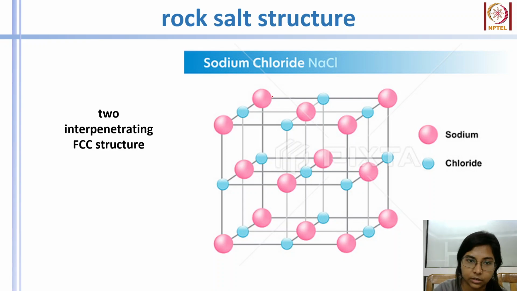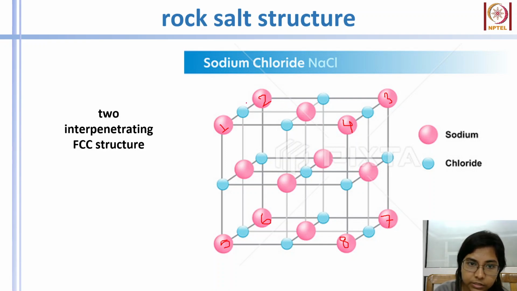So we will count. If this is 1 and this is 2, we will take this whole box as the unit cell. So 1, 2, then we have 3 and 4, then 5, 6, 7, 8. So we have these 8 atoms sitting at the 8 corners.